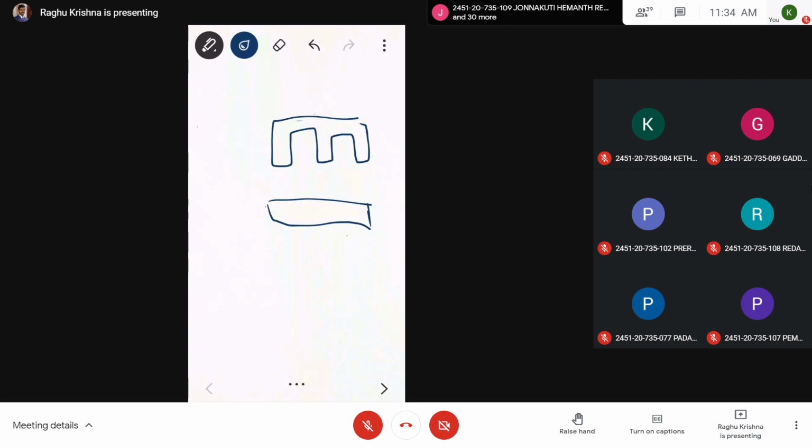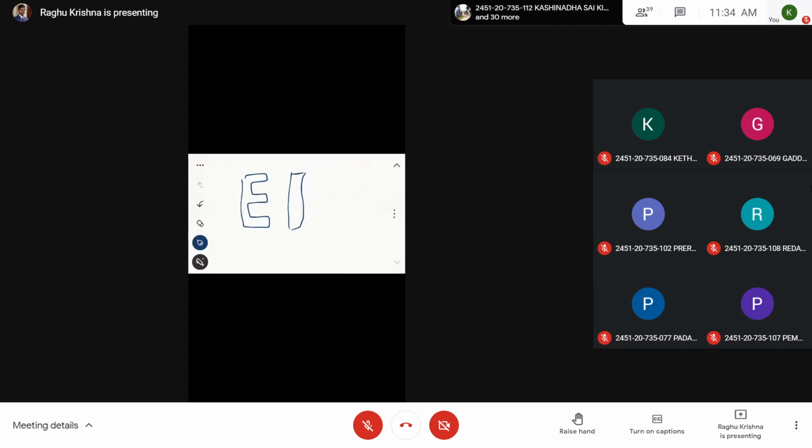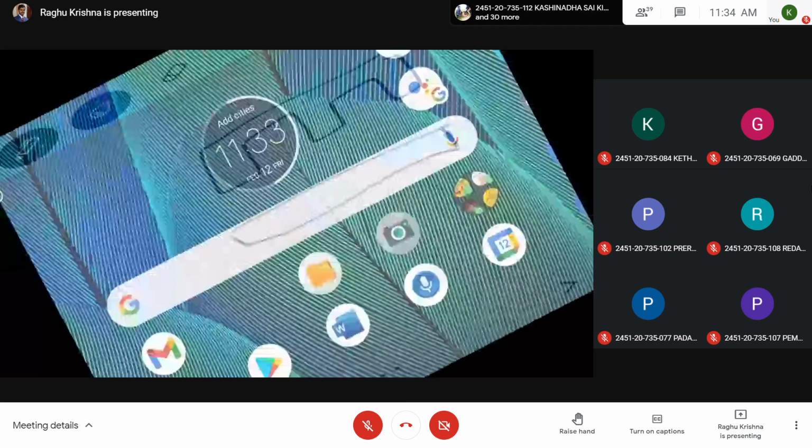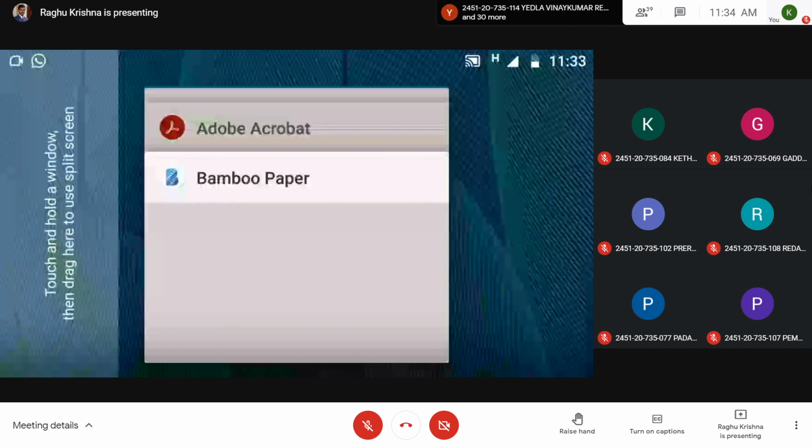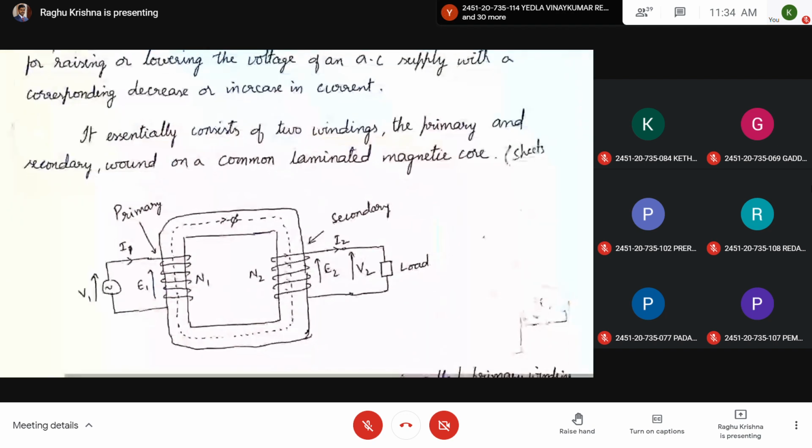Okay. So here the core is made up of thin sheets, and the sheets are insulated from each other by a varnish coating. So here, the core is not a solid core; it is made up of laminations. That means it is made up of thin sheets. The sheets are insulated from another sheet by a coating of varnish. So these thin sheets are called laminations. So here, the core is made up of laminations.